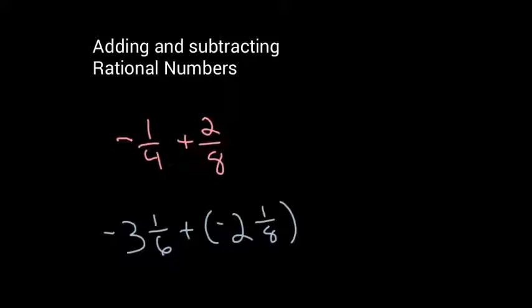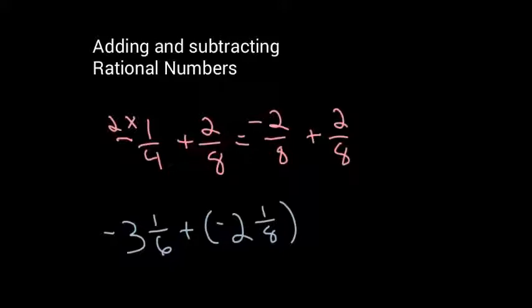Alright, so now we're going to add and subtract rational numbers, and when you're adding and subtracting rational numbers, you have to pay attention to your integer rules. So the first one I have there is negative 1/4 plus 2/8. So first, find a common denominator. So between 4 and 8, that would be 8. So I'm going to take that negative 1/4 and I'm going to multiply it by 2. So 2 times 1 is 2, 4 times 2 is 8, so I get negative 2/8 plus 2/8.